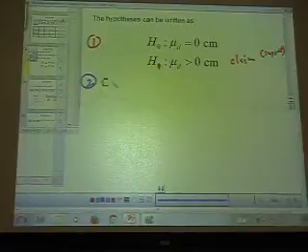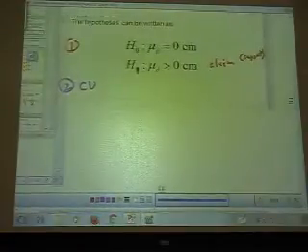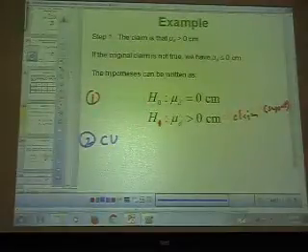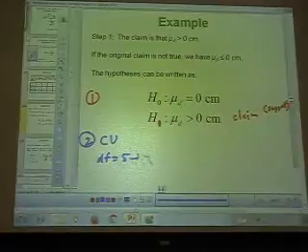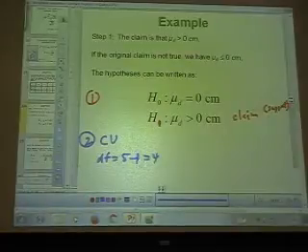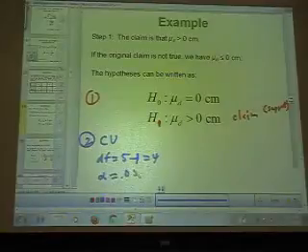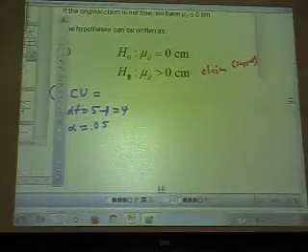So the critical value is, I'm looking up on the table. Let's see, how many did I have? I had 5 things here. Is that right? So my degrees of freedom is going to be 5 minus 1. So that's 4. And what was my alpha? 0.05. Alpha is 0.05. I'm one-tailed. Am I right-tailed or left-tailed? Right-tailed. So it's going to be positive.